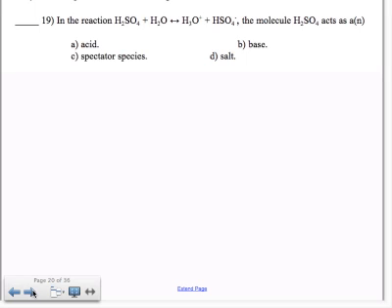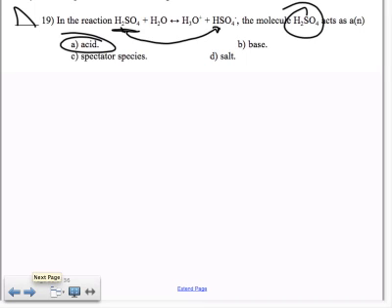Okay, talking about acids and bases here. H2SO4, what species is that in this equation? You have to look at what it is going to do. Well, it's going to lose one of these hydrogens. It goes from H2 to H1. So it's going to donate a hydrogen ion, which makes it an acid.